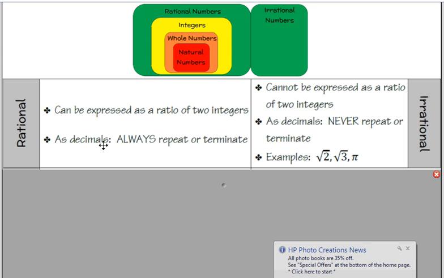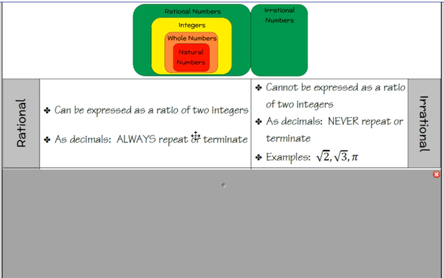Rational numbers as decimals, they always repeat or they terminate. Okay, and so we're going to see the difference over here. So they always repeat or they terminate. So they always have a pattern or they stop. Irrational numbers cannot be expressed as a ratio of two integers. So we're going to see some irrational numbers later that look like a ratio, but there's that key piece that says that it has to be two integers that form that ratio. As decimals, they never repeat or terminate. So that means that the decimals go on and on and on forever with no pattern.